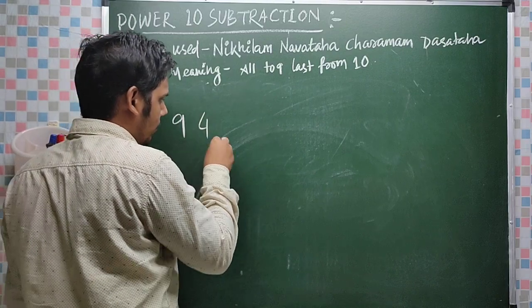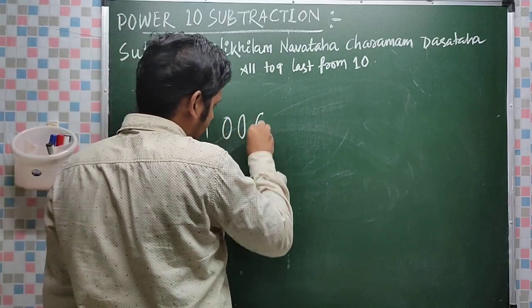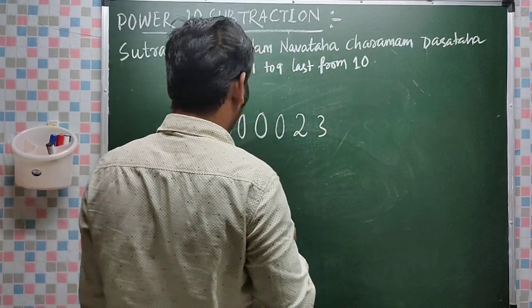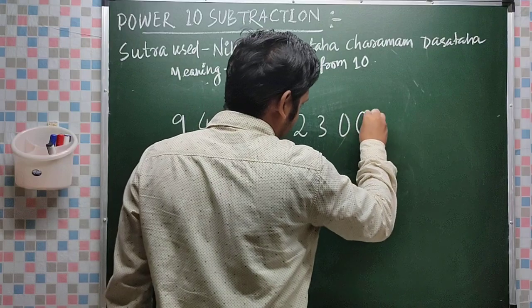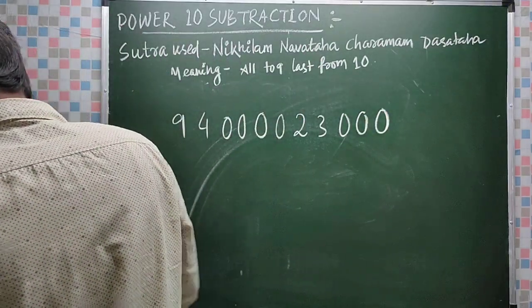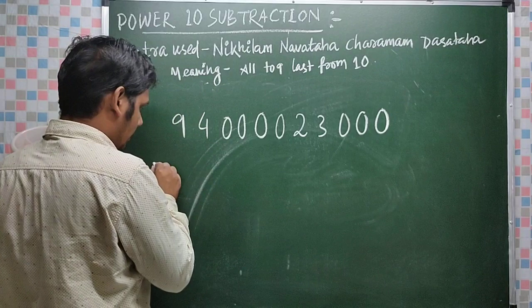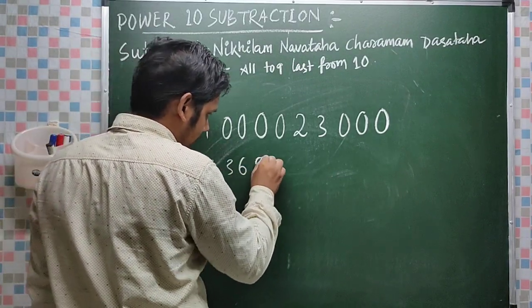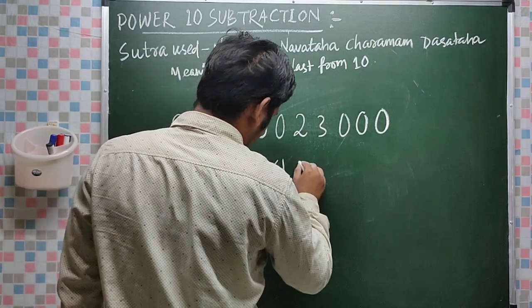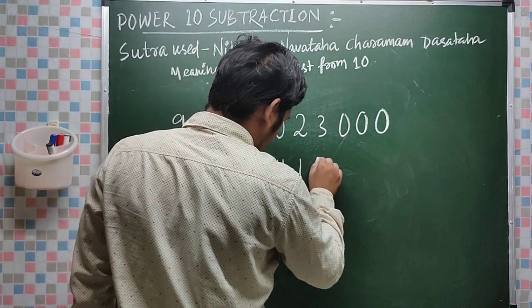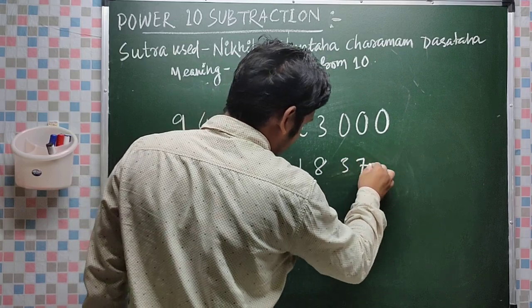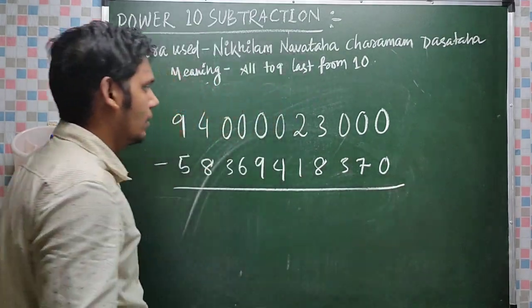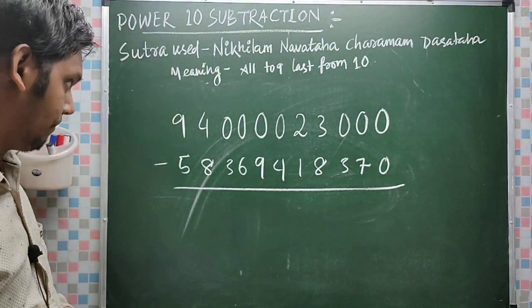Nine, 4, 0, 0, 0, 0, 2, 3, 0, 0, 0, minus 5, 8, 3, 6, 9, 4, 1, 8, 3, 7, 0. Now how to do this?